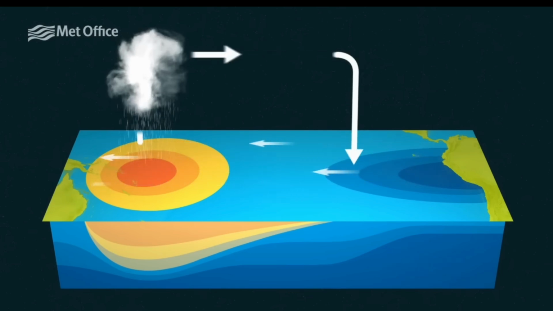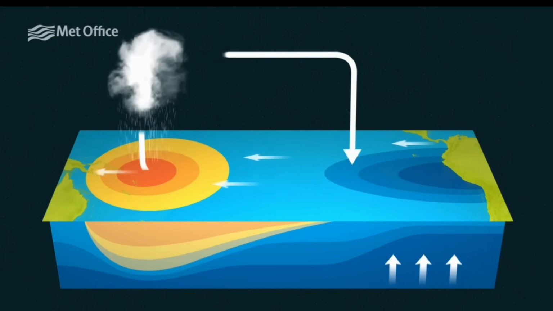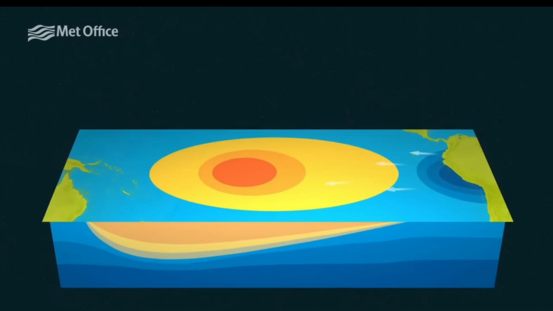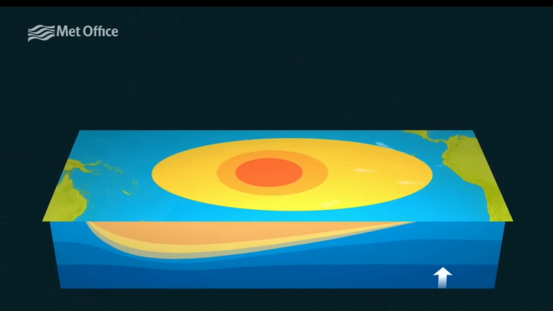This causes warm water to be pushed westward and cooler waters to upwell from deeper in the ocean to replace it. However, during an El Nino, these winds weaken, causing the warm water to reach further eastward.